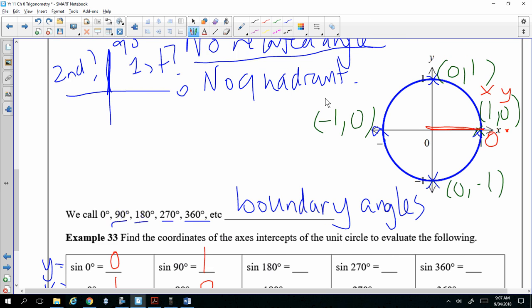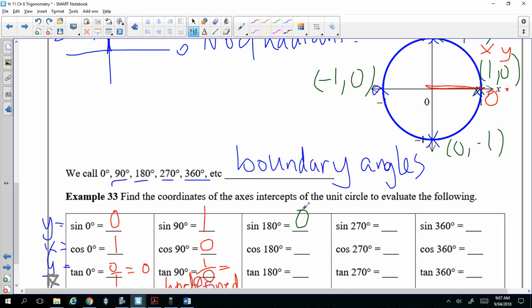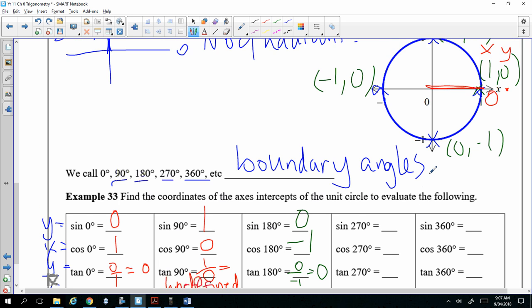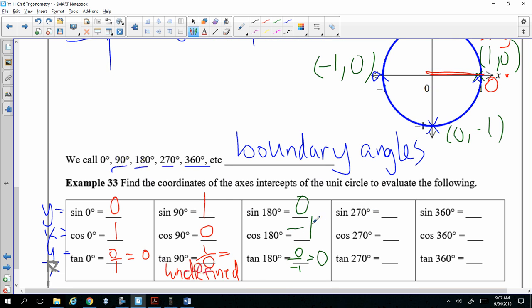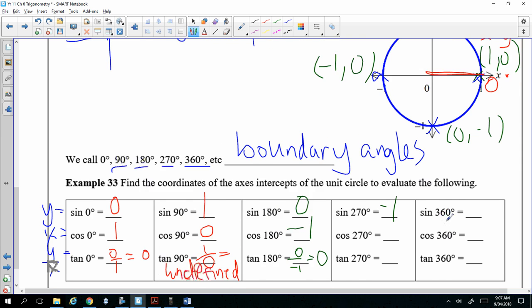Katie? Sine 180. 0, yes, because of the y value. And then Emmy, cos 180. Minus 1, x, yes. Cos 180 is this number. And then Anthony, tan 180. 0, yes. 0 over negative 1, which is 0. Very good. Alright, let's move on to 270. Okay, Julia, what's sine 270? Negative 1, very good.